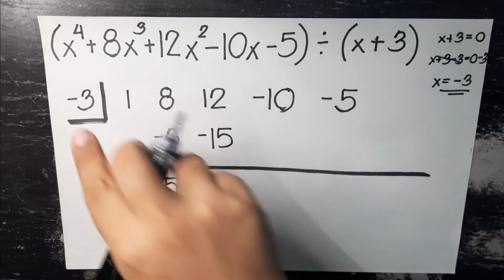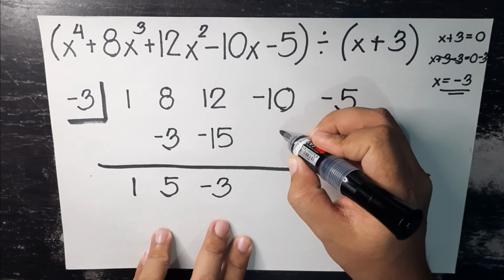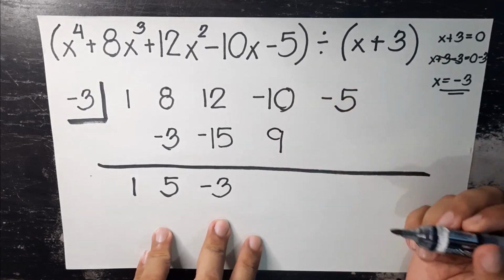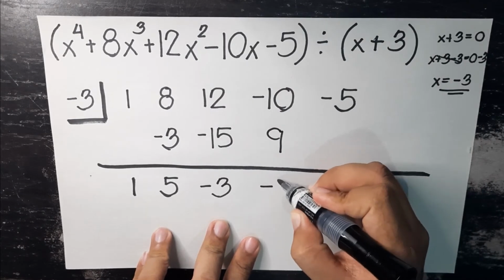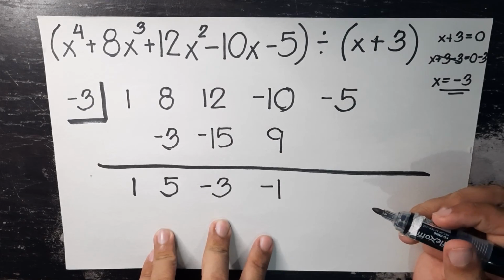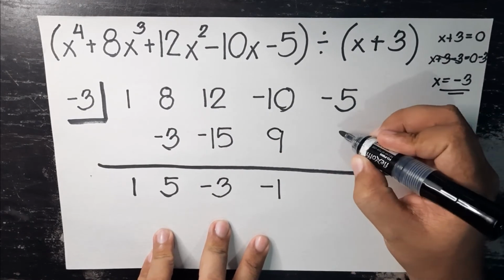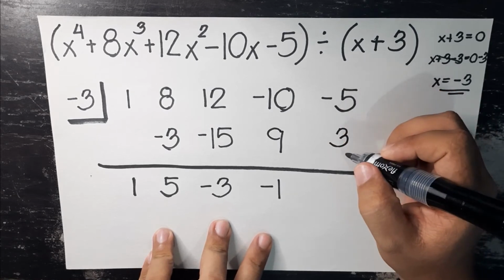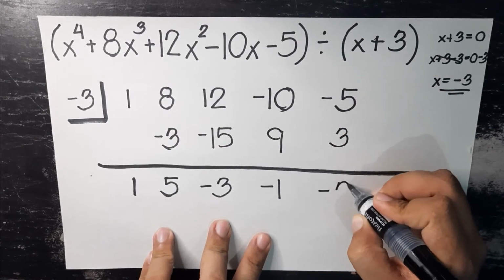Negative 3 times negative 3 gives us positive 9. Negative 10 plus 9 gives us negative 1. Negative 1 times negative 3 gives us positive 3. And then negative 5 plus 3 gives us negative 2.